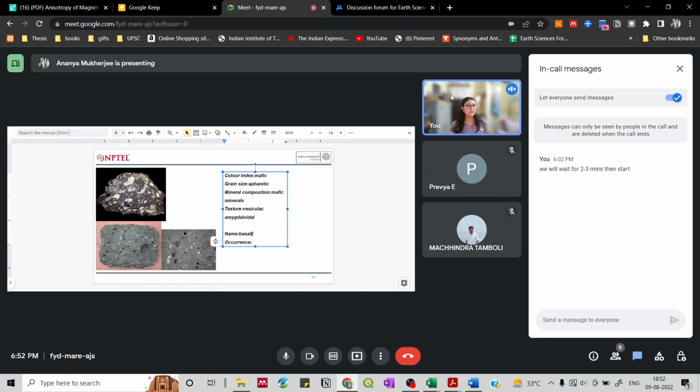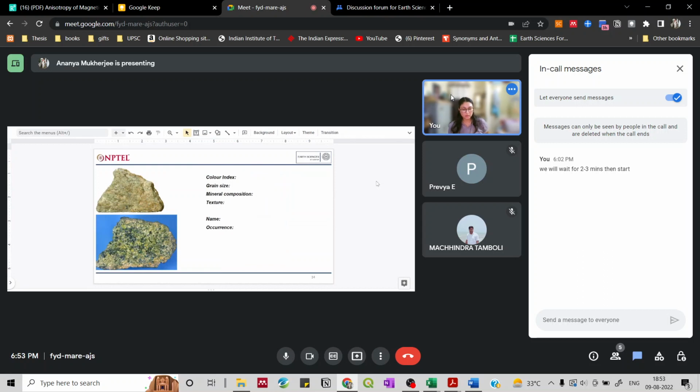Okay, so the name of this rock is actually basalt. So you usually find a lot of vesicular basalt and also amygdaloidal basalt. So these occur as lava flows, and the most common example that we all might be knowing is the Deccan province. Okay, so these are actually extrusive rocks.